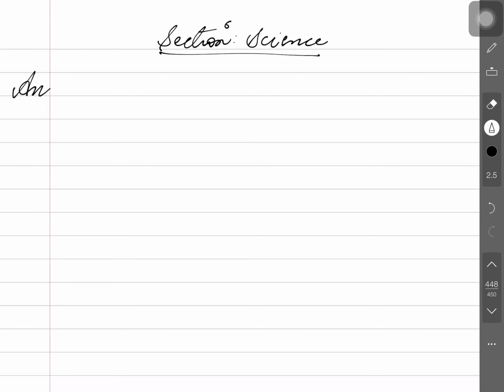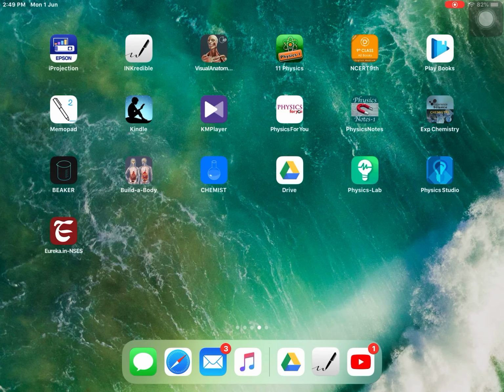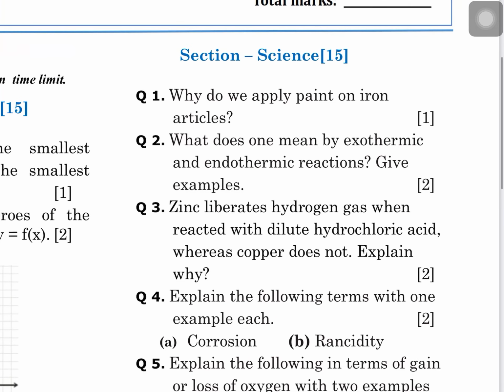Okay, so why do we apply paint on iron articles? You may see this, simply this is the phenomenon of corrosion. I think you have seen your uncles and fathers, in leisure time, paint iron and organic materials and machinery. Why do they do this? They do it to prevent it from being corroded.